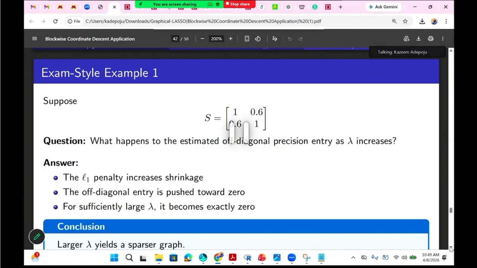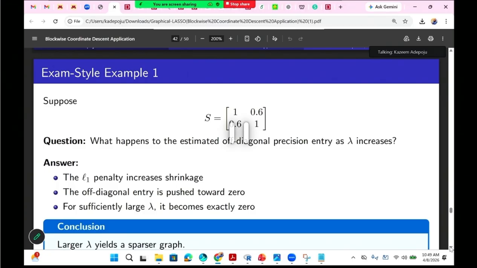I give an example here that looks like an exam-style example. Please pay attention. Maybe I give you that sample covariance. What happens to the estimated off-diagonal precision entry as lambda increases? You remember what happened the other time? As lambda increases, you're going to have a sparse graph, right? So that is that.